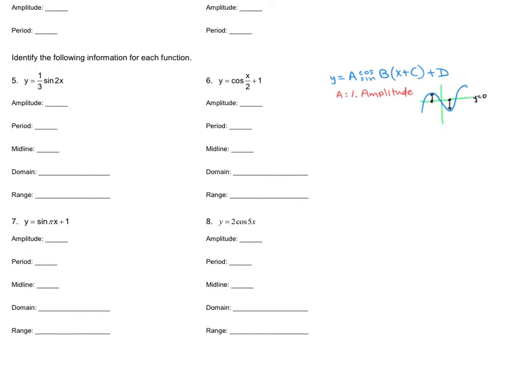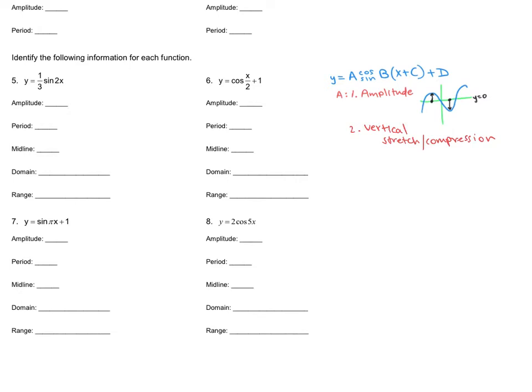So the second thing that the A value determines is the vertical stretch or compression. You might have seen this before in Algebra 1 and Algebra 2 and possibly previous units in pre-calc. This is just a transformation. In these sine and cosine graphs, each variable determines a different transformation, and in this case, the A value determines the vertical stretch or compression.